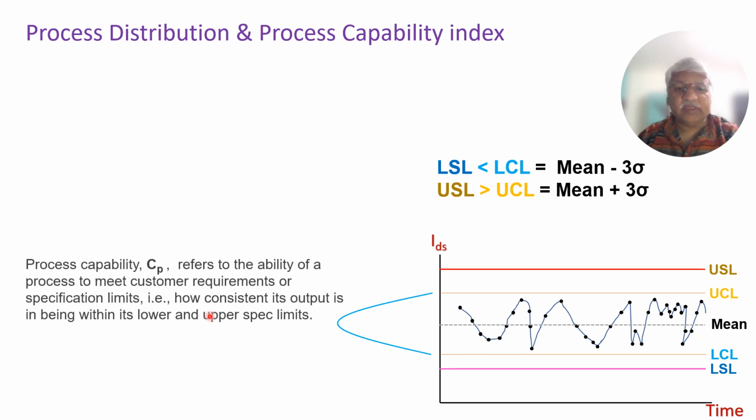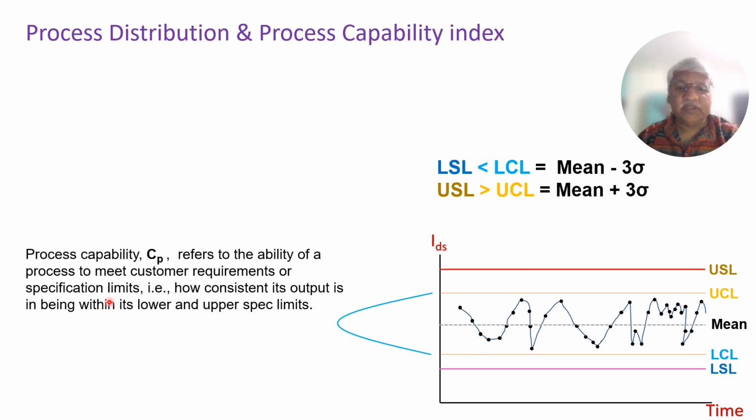So when this is ensured, the process capability CP refers to the ability of a process to meet customer requirements or specification limits, meaning how consistent its output is within its lower and upper specification limits. So between USL and LSL, how closely this process stays is indicated by the process capability.